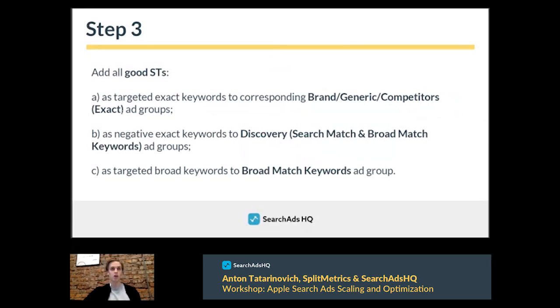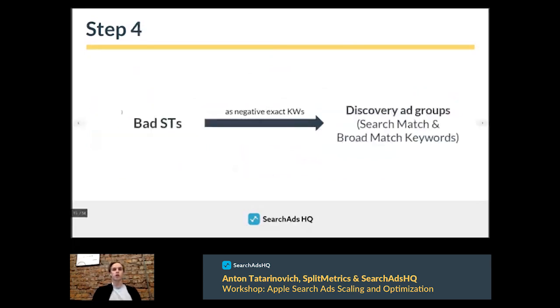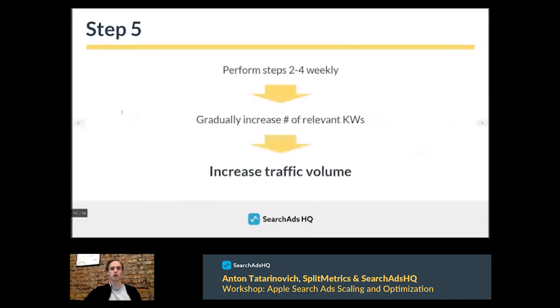Now, on step 4, all of your bad search terms should be added as negative exact keywords to discovery ad groups, to your search match and broad match keywords. Pretty straightforward. Step 5, you just perform steps 2 to 4 in a circle on a weekly basis, using data from your last review up to the current moment.